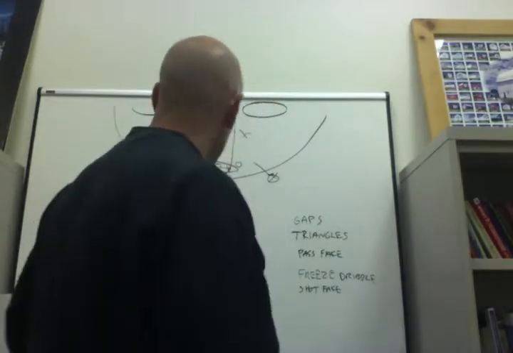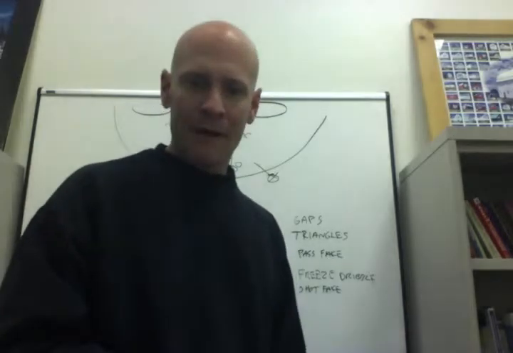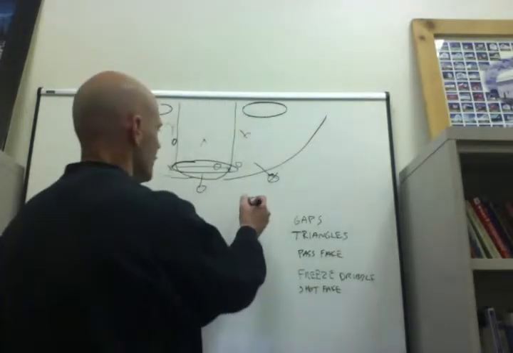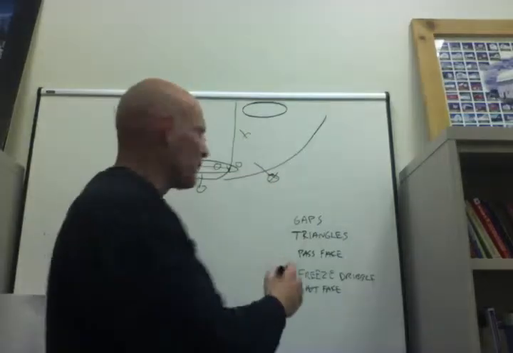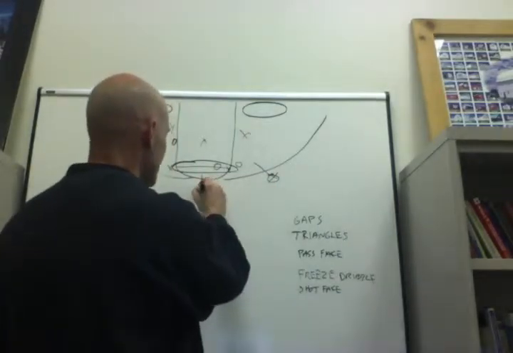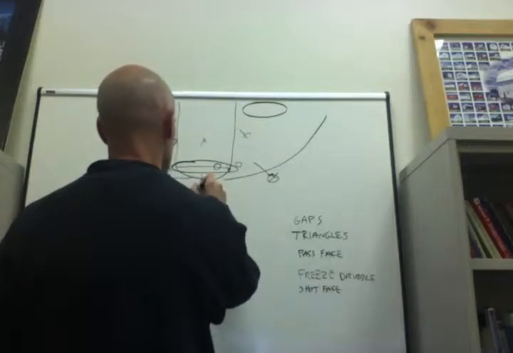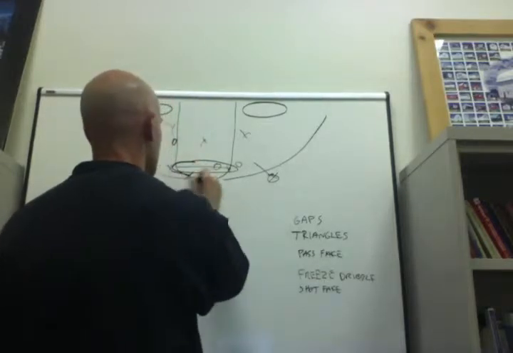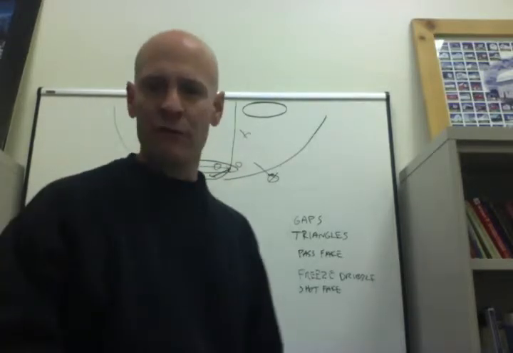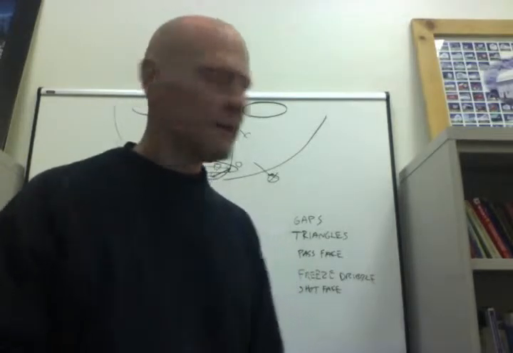Freeze dribble. This is a concept that Coach Bob Knight made very popular. We talked about gaps already. Driving gaps when you have the ball to force confusion and to force two defenders to play one.